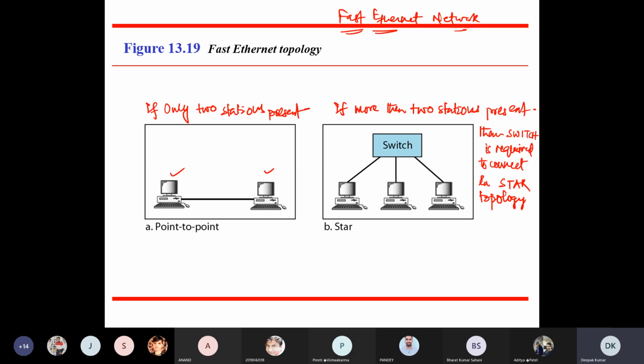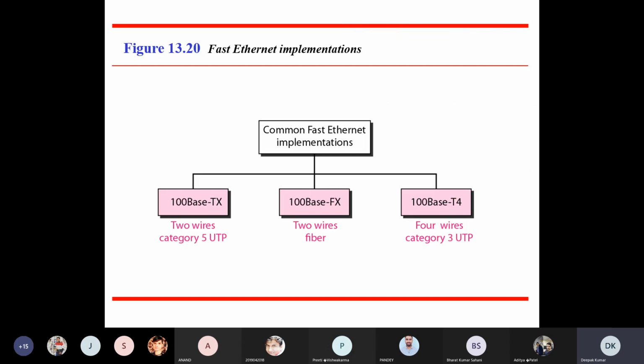But when more than 2 stations are present, all the nodes will be connected through a switch. In general, this is a type of star topology, as you already know. So fast Ethernet basically uses point to point as well as star. Star is used when more than two nodes are present. When only two nodes are present, they can be directly connected point to point, with no need of a switch. This is the type of topology.